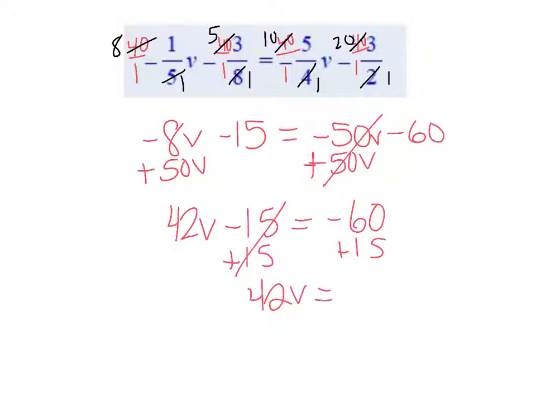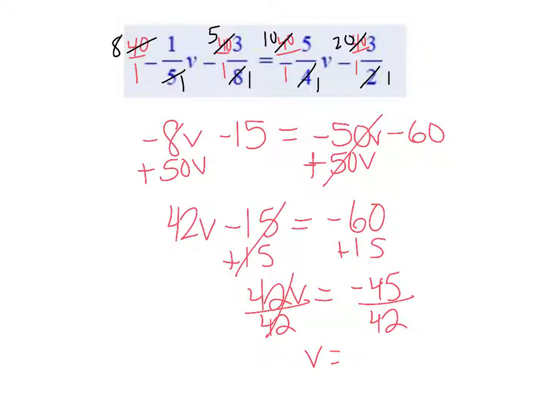42V equals, this just ends up being a negative 45. That does not divide as nicely as I would like, but that's all right. I will make it work. V equals. Now this one, last time it didn't reduce, but I know that 3 would at least go into both of these. Would 6? No. So maybe 3 is the best I can do.